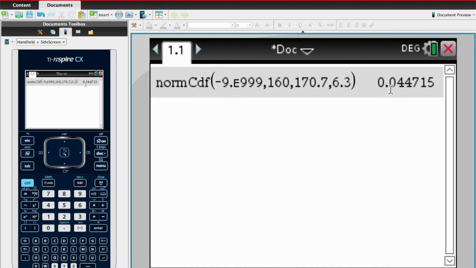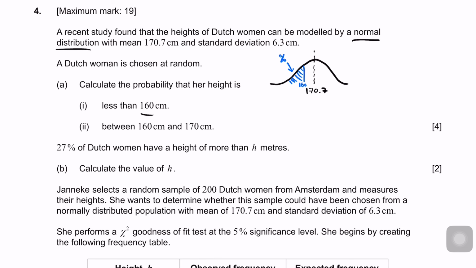This corresponds to roughly 4.5%, or 0.0447. So I'm going to go ahead and go back to the document. I'm going to write this out as norm CDF, and then we can write this as 0, 160, and then mean, standard deviation, and then our value is equal to 0.0447.